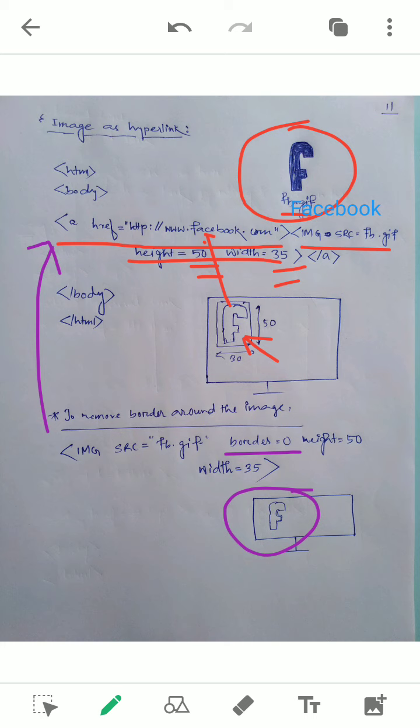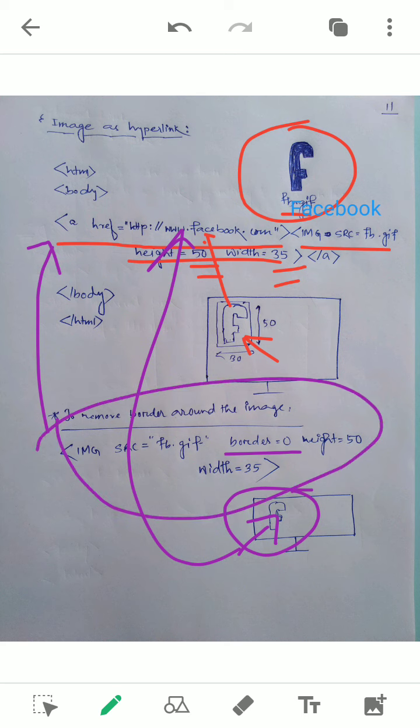So if someone clicks here, now he can visit this website. And this single line will not do everything. You have to modify this line with this, just replace it with border equal to 0.